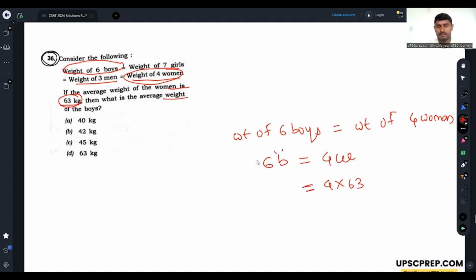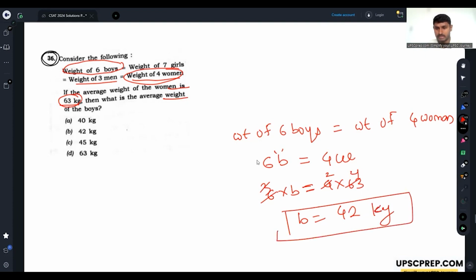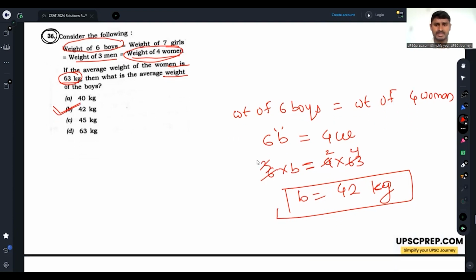So this B represents the average weight of a boy. So 6 into B equals 4 into 63. If you just solve this, you will get B is 42 kg. So the average weight of a boy will be 42 kg, that is option B. Easiest question.